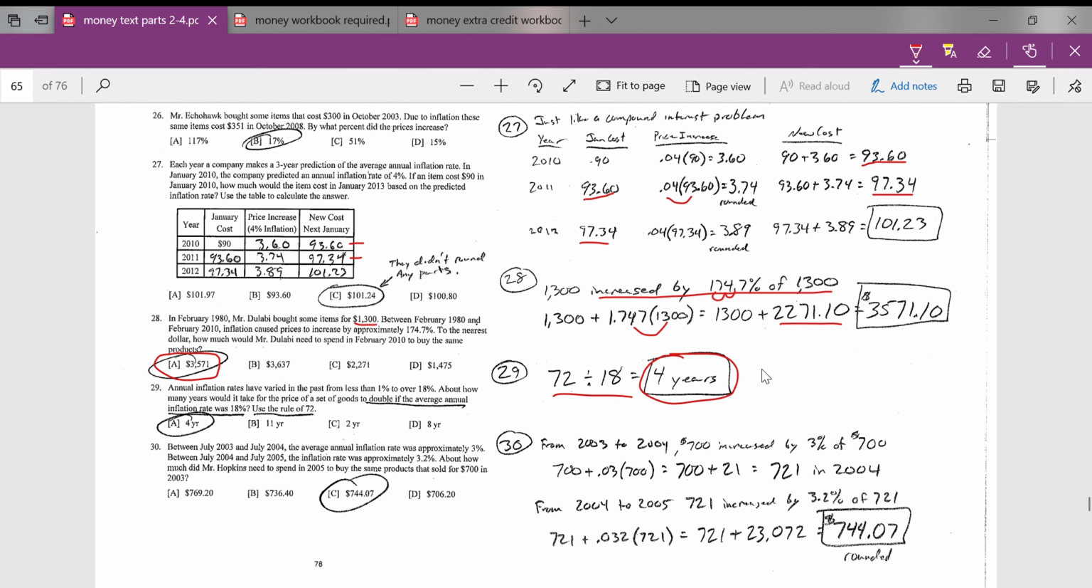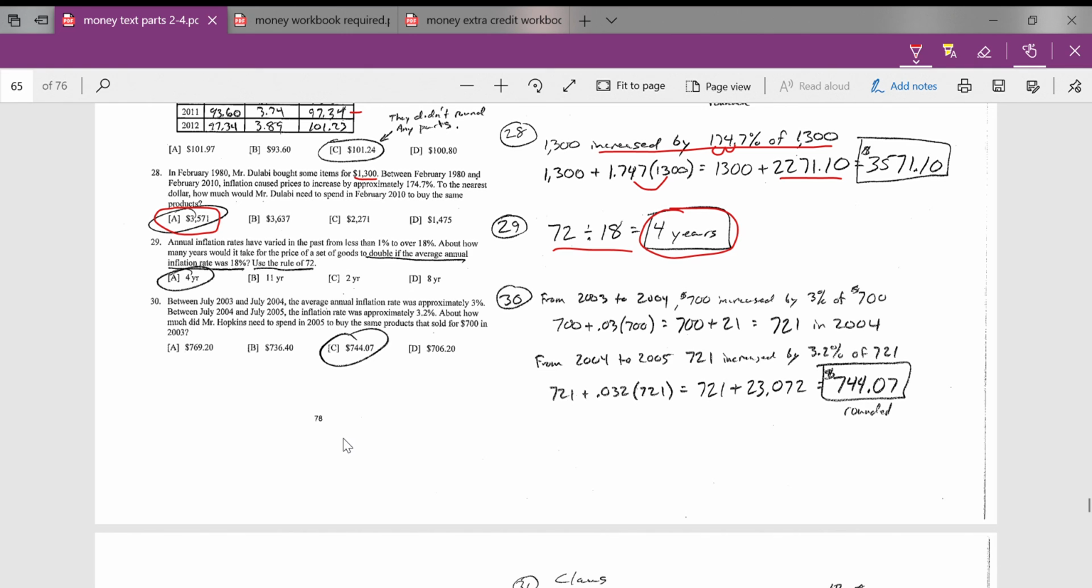Okay. And then the last one. Last one is not really a hard problem, but it's just kind of two problems in one. It's like number 28 or 25, so you just have to do it twice. It says between July 2003 and July 2004, the average annual inflation rate was approximately 3%. Between July 2004 and July 2005, the inflation rate was approximately 3.2%, so it increased just a little bit. About how much did Mr. Hopkins need to spend in 2005 to buy the same products that sold for $700 in 2003? So we have to take this in steps. The first step, 2003 to 2004, we have $700 increased by 3% of the $700. So 700 plus 0.03 times 700, we have to multiply here first. Order of operations, that gives us 21. Add to the original 700. So in 2004, it would be $721.